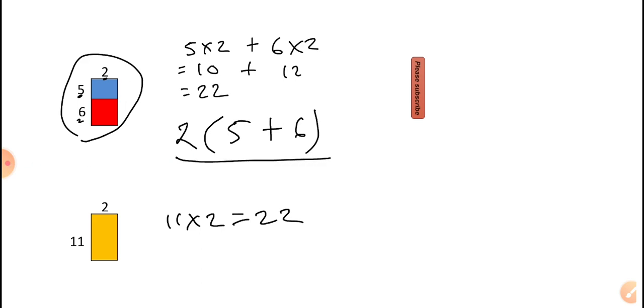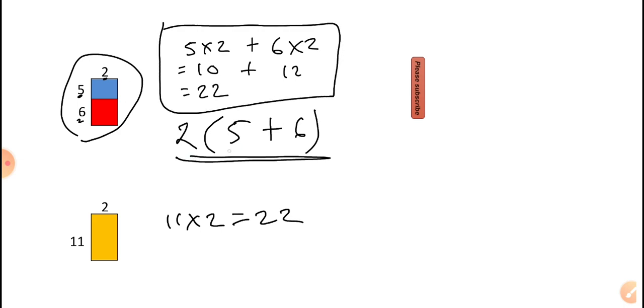So if we had to expand this, we would do it like this. Do the 2 times 5 first, and then add that to whatever 2 times 6 is. Exactly how we've done it here. So 5 times 2 we said was 10, and we knew that 6 times 2 is 12, and when we add it together, we got the answer of 22.